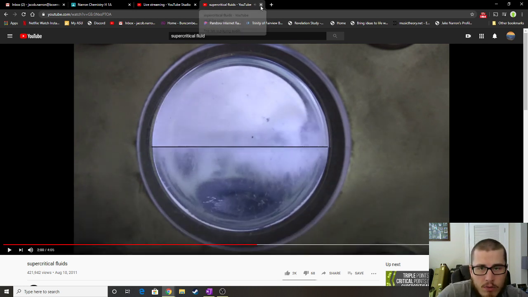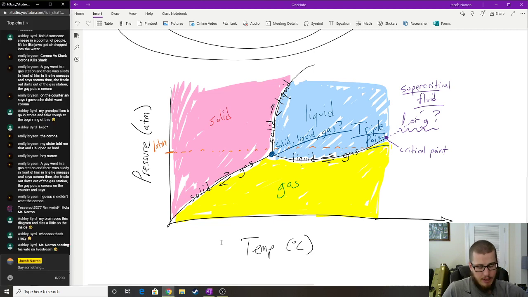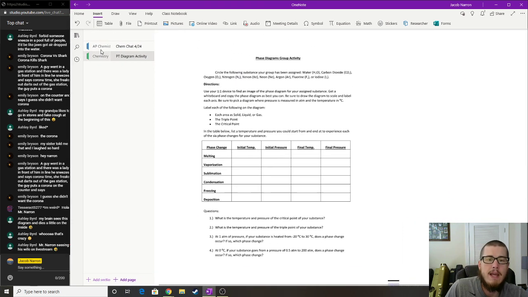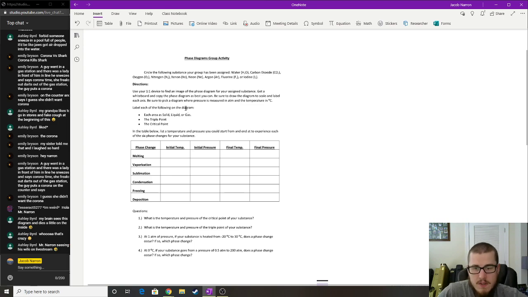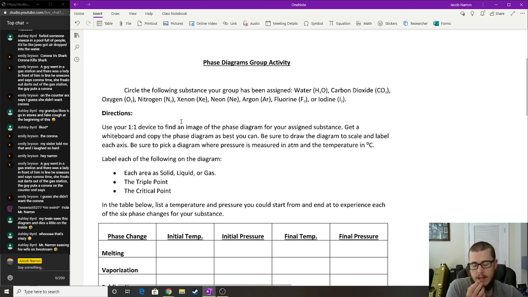All right, you can watch more of that on your own time. We got more work to do. All right, so finally, that's PT diagrams. That's everything you need to know about that. But now we are going to look at that activity real quick. Okay. Yeah, no, I'll probably get in trouble for that later. All right, so here we go. PT diagram, group activity. If I had done this in real class, it would have been a little bit different, but we're not in real class right now.